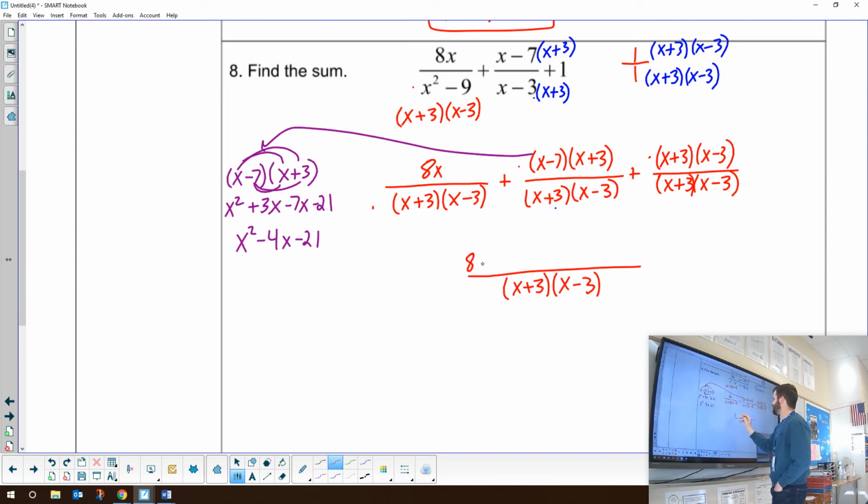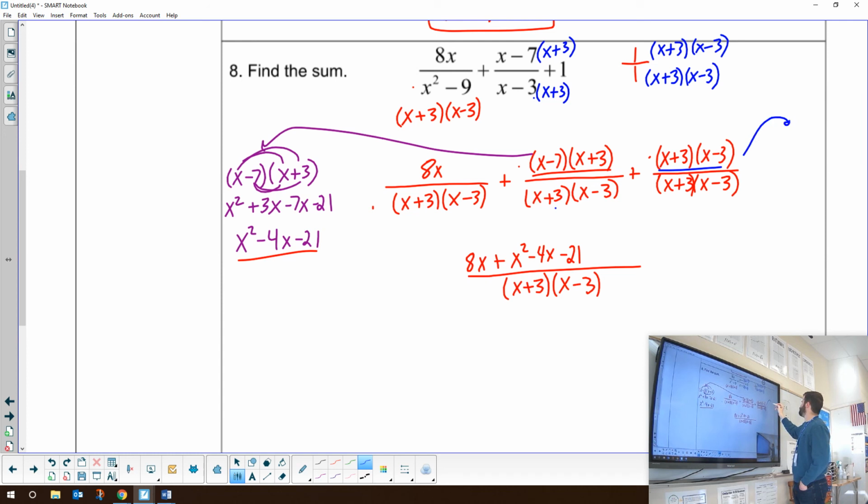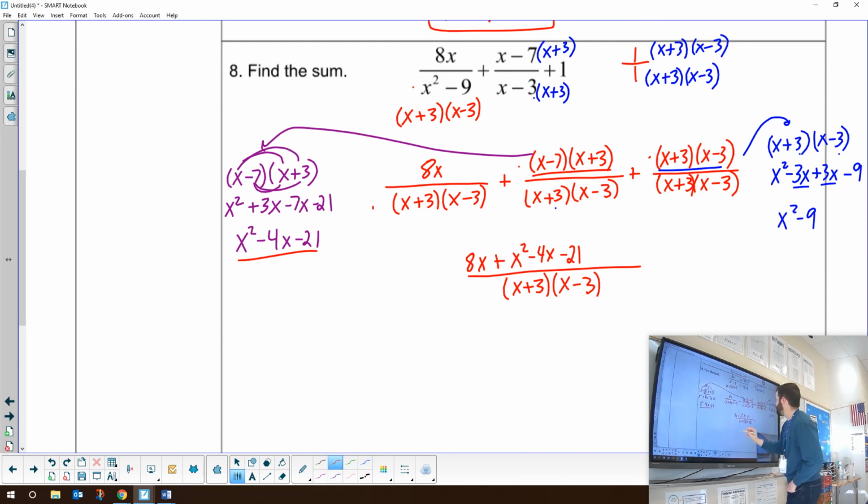So we'll have 8x plus this became this. So we'll have x squared minus 4x minus 21. And then this, we can work that out too. We can make this x plus 3 times x minus 3. X times x is x squared. X times negative 3 is negative 3x. 3 times x is 3x. And 3 times negative 3 is negative 9. Combine my like terms there in the center, and we get x squared minus 9. So that's going to go on the end here. We're going to go plus x squared minus 9.